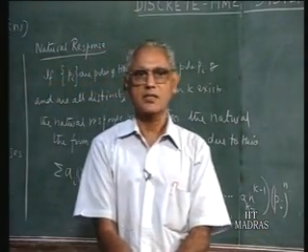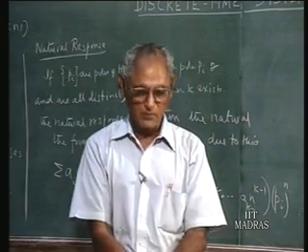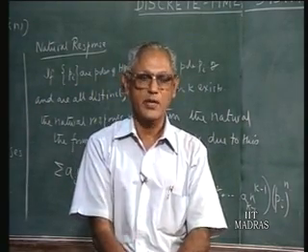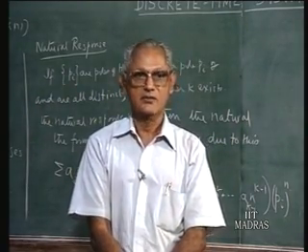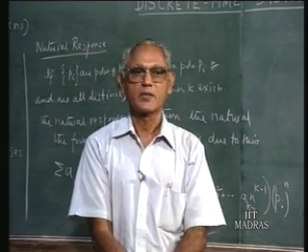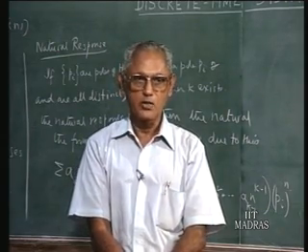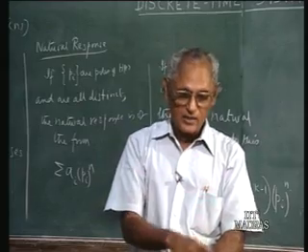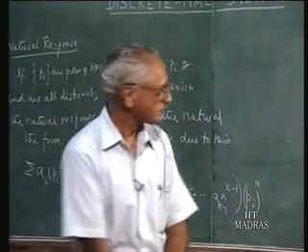You recall that in the case of continuous time system, we said for a stable system all the poles must be in the left half of the S plane, and if they are on the imaginary axis they must be simple. In a similar way here, for a stable system we demand that the poles must be within the unit circle. If they are on the unit circle itself, they must be simple.